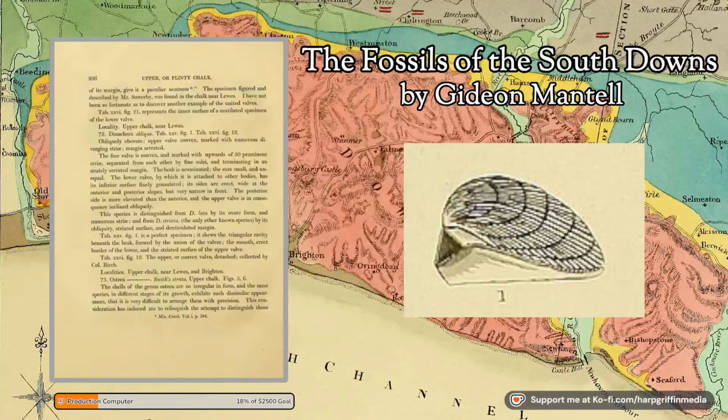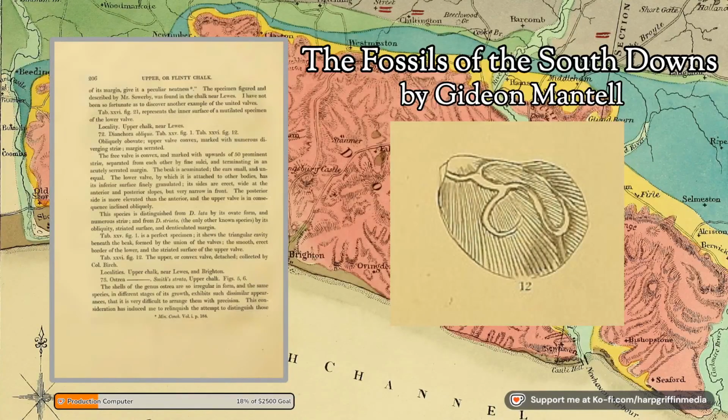Tablet 25, Figure 1, is a perfect specimen. It shows the triangular cavity beneath the beak, formed by the union of the valves, the smooth, erect border of the lower, and the striated surface of the upper valve. Tablet 26, Figure 12, the upper or convex valve, detached, collected by Colonel Birch. Localities: Upper Chalk, near Lewes and Brighton.